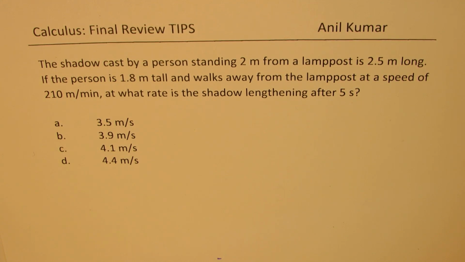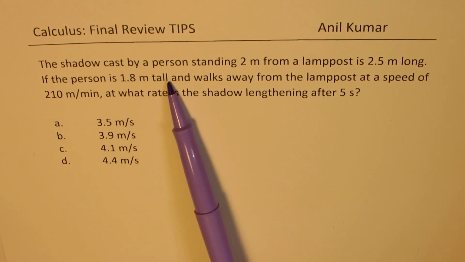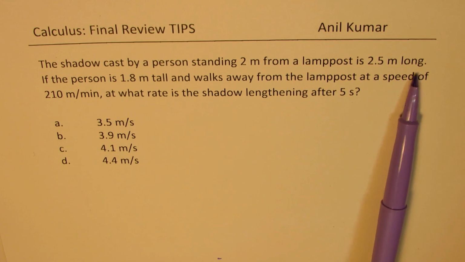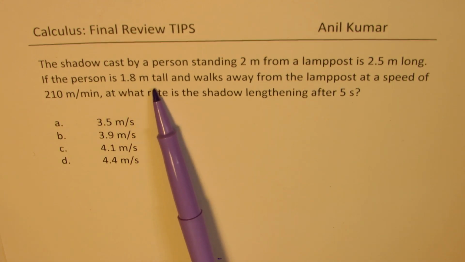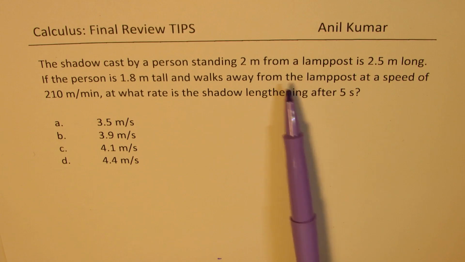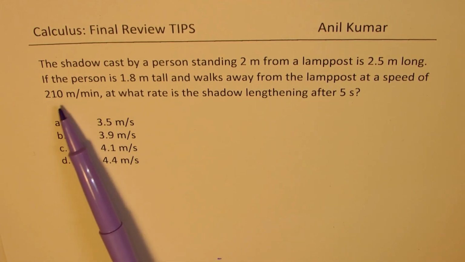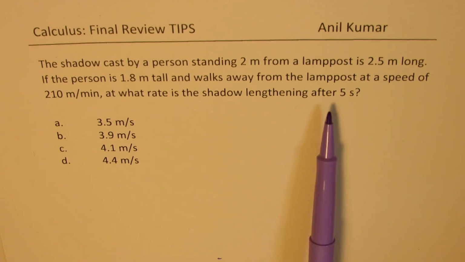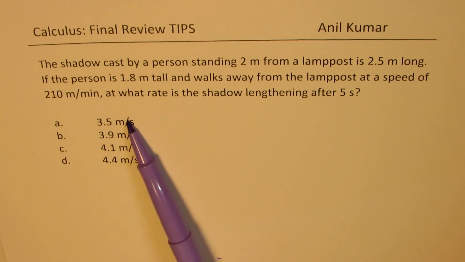We'll review a few basic concepts. I've taken questions from previous test papers, and I hope this particular question will help you to understand rate of change better. The question here is, the shadow cast by a person standing 2 meters from a lamppost is 2.5 meters long. If the person is 1.8 meter tall and walks away from the lamppost at a speed of 210 meters per minute, at what rate is the shadow lengthening after 5 seconds?